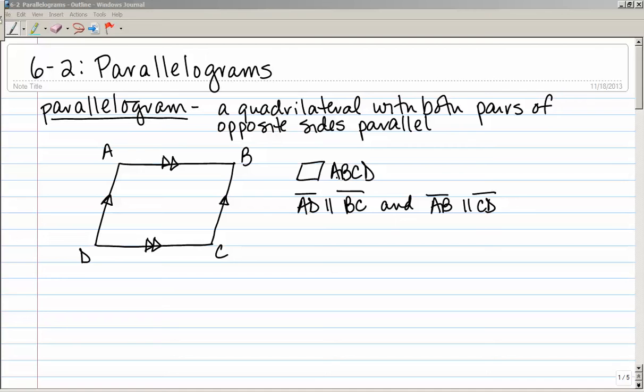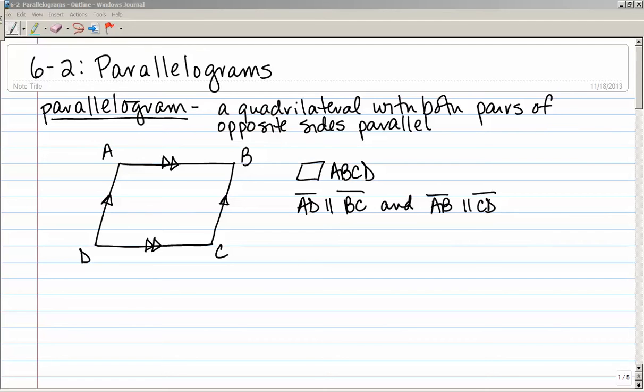The order here doesn't matter, and it doesn't matter where you start, but you do need to go around. So A, B, C, D. I could have started at D and gone backwards, D, C, B, A. What you can't do is go across. I can't talk about A, C, D, B. So name the four vertices in any order, starting with any one, but just make sure you go around.